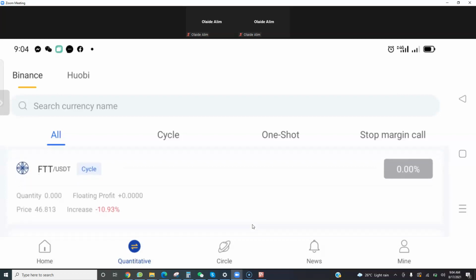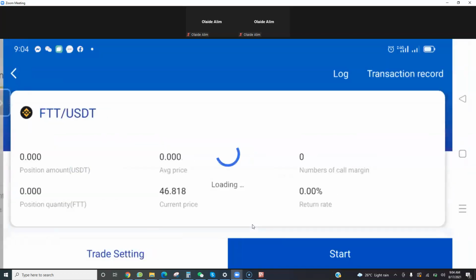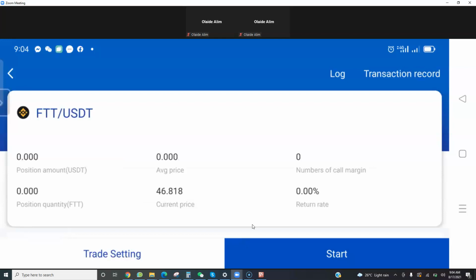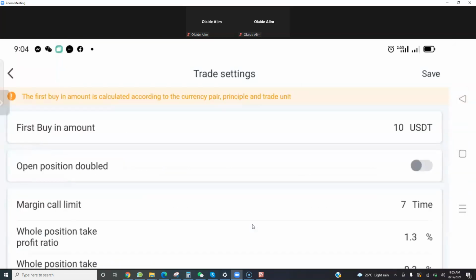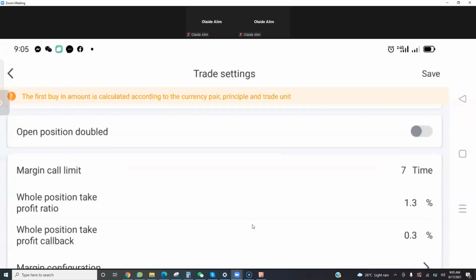So now, FTT, you click on FTT. There are some settings that you need to do. I assume that you already have money in your Binance account, your trading money, and you've already bound your API with Binance. Then you need to click on trade setting. Remember, you have $100. Your first buy amount will be $10. Your first buy amount will be what? Will be $10.